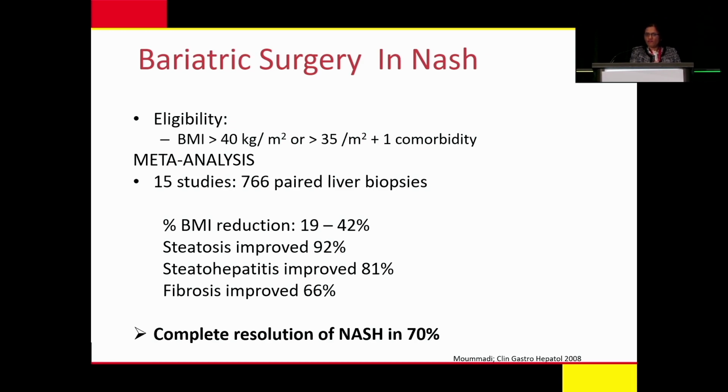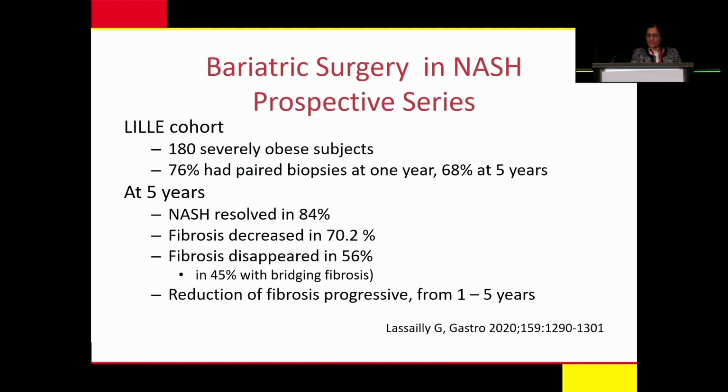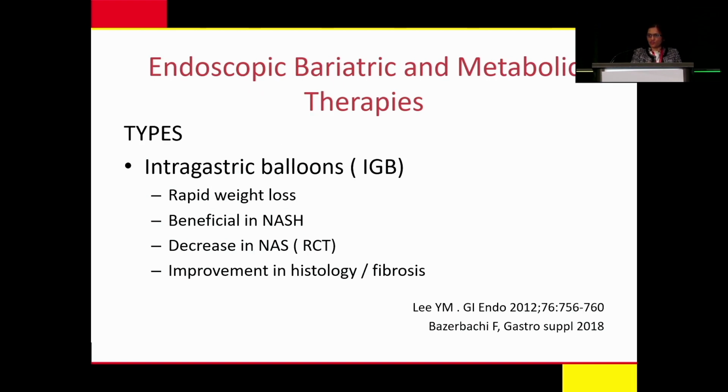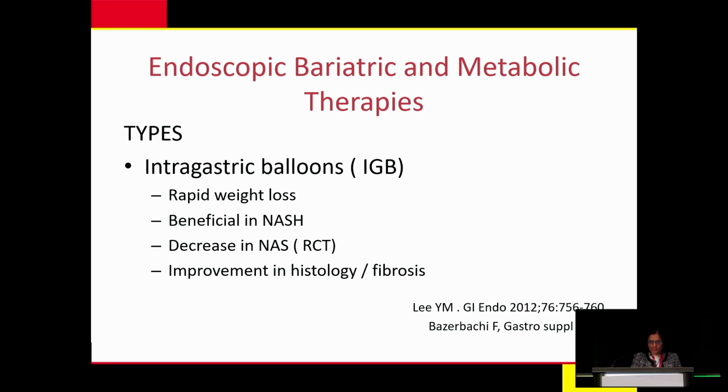Just want to talk briefly now, switch to bariatric surgery. Bariatric surgery, as you know, is restricted. A meta-analysis has shown encouraging results, and this prospective series from France actually confirmed many of those. They found that NASH resolved in 84% of individuals, and fibrosis disappeared completely, including bridging fibrosis in over half of these patients. So this reduction seemed to be progressive.